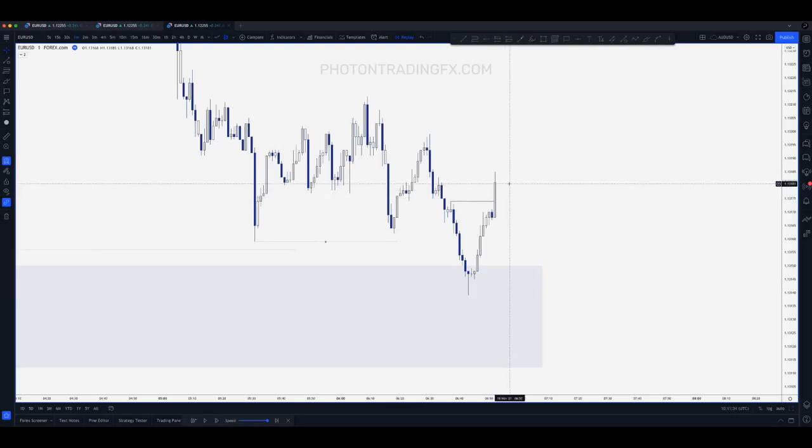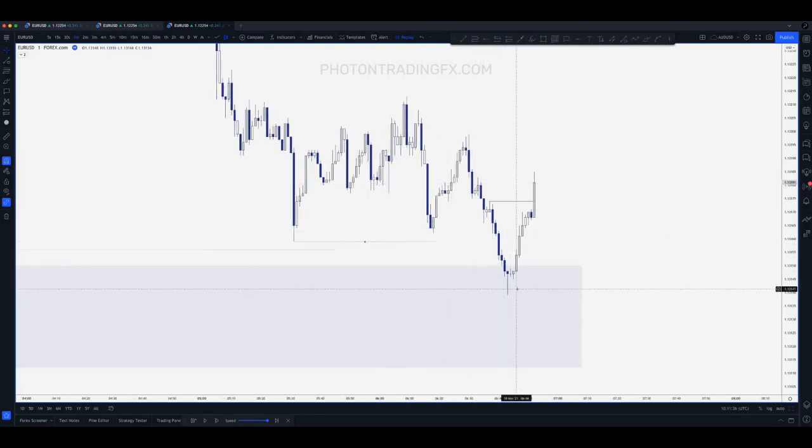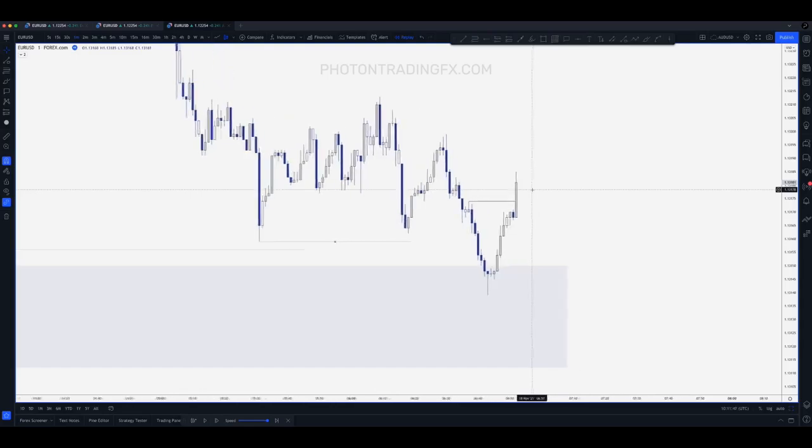So now we have liquidation, higher time frame mitigation, change of character. So now I've seen everything I need to see. Now it's just a case of, okay, where do I enter? Everything's on my side. Where do I get in? Where is price most likely going to pull back to mitigate?